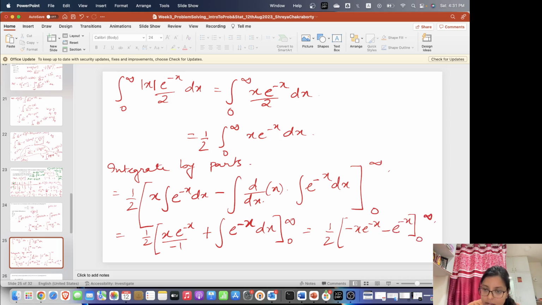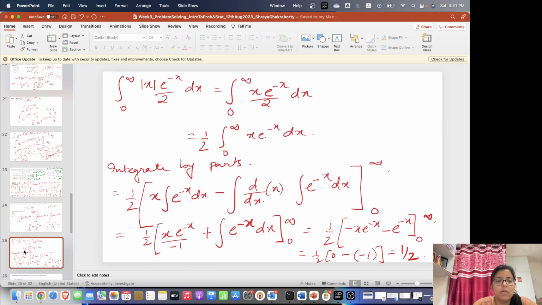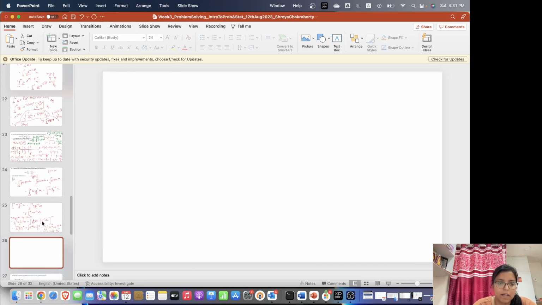Substituting the value of infinity over here, this will go to 0, this will go to 0. So the first thing is half 0 minus, this entire term will be 0 because x is 0, minus of e to the power 0 is 1. So we have half. So this part is sorted. This one we have half. Now we'll get to the next part.